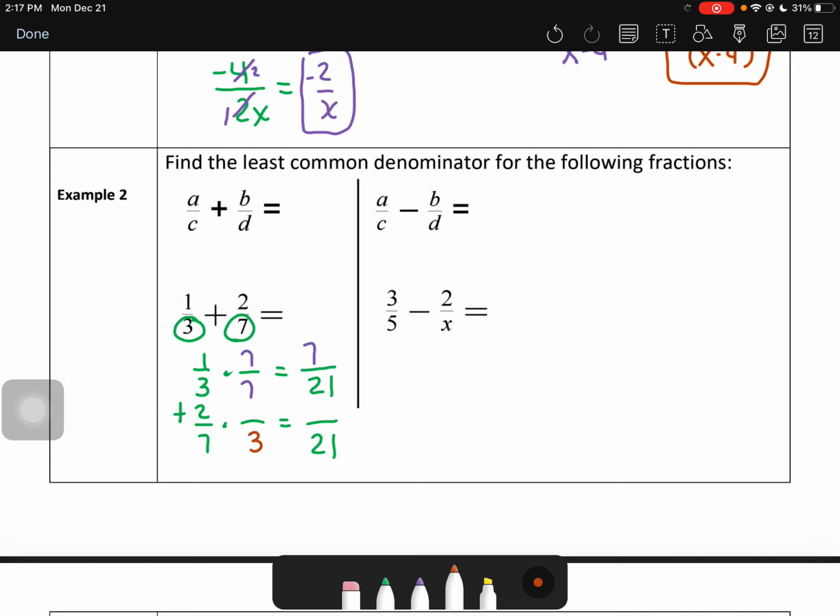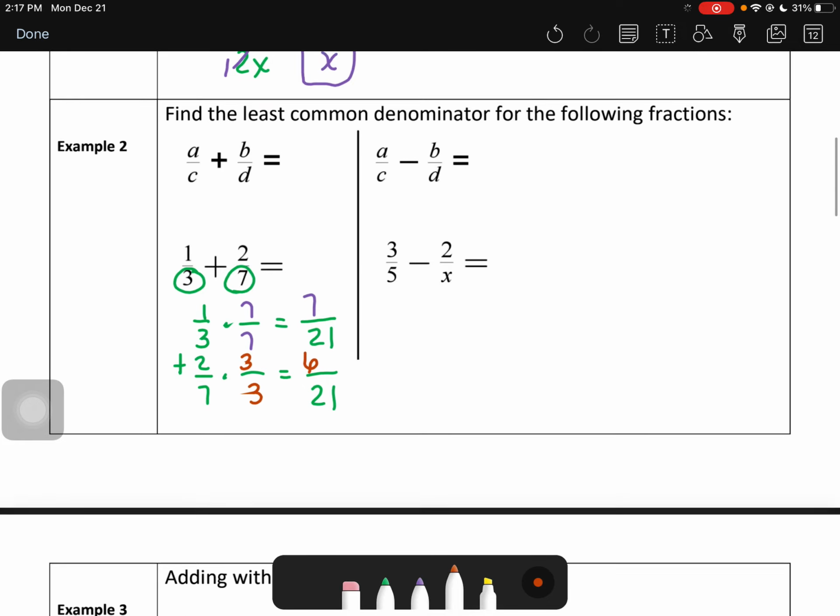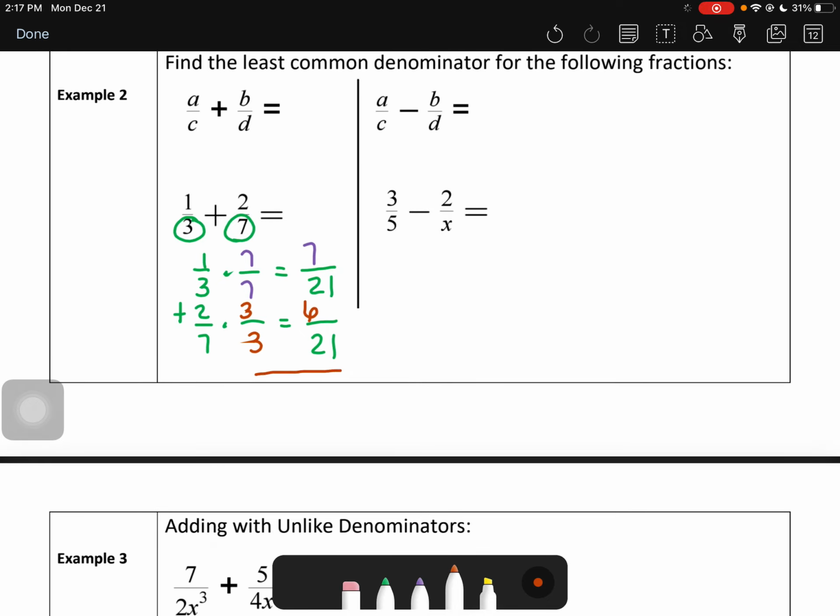Likewise, what times 7 is 21? That would be 3, so I also multiply the numerator by 3. Then, same thing, we add the numerators together, keeping the denominator the same, 13 over 21. So the same thing can be done when we have fractions that have variables in there.